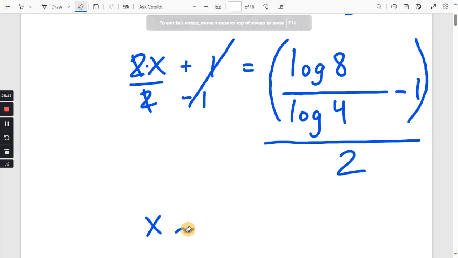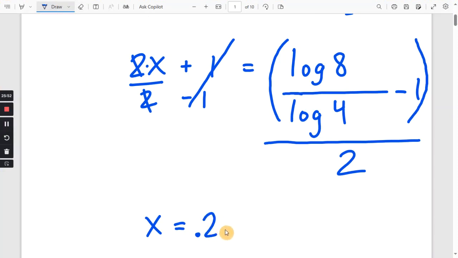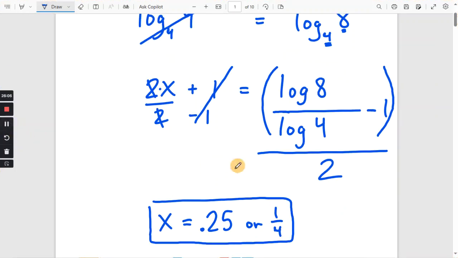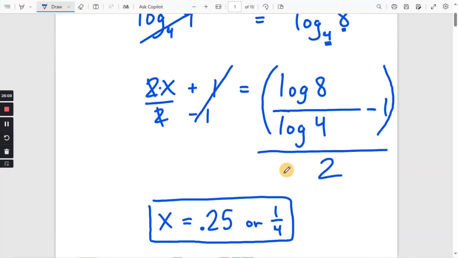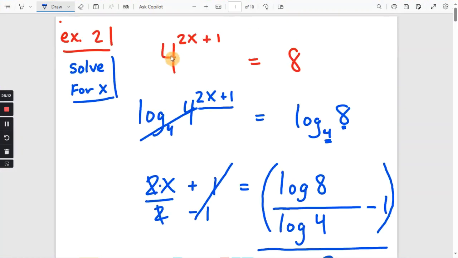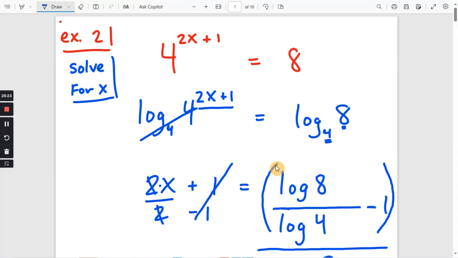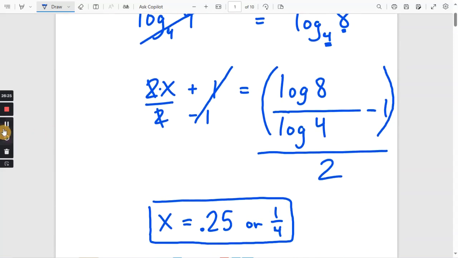Forget the squiggly lines. We got it exactly correct. That is 0.25, or 1/4. The funny thing about this one is I could have solved it without logs. I could have made this 2 squared and this 2 to the 3rd, and then just set the exponents equal to each other. But anyhow, that's how you would use change of base.